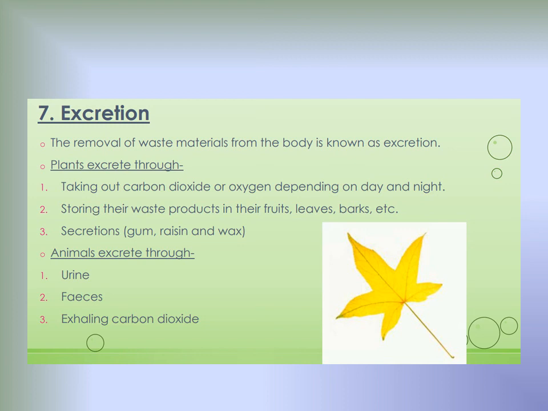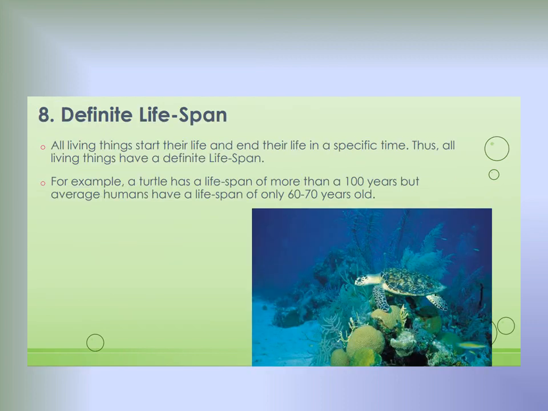And how do animals excrete? We excrete by urine, by feces, and by exhaling carbon dioxide, that means taking out carbon dioxide from our body. Even sweating is also there. We excrete by sweating also. Some examples are hydrilla also. Hydrilla is also a good example of an aquatic plant.